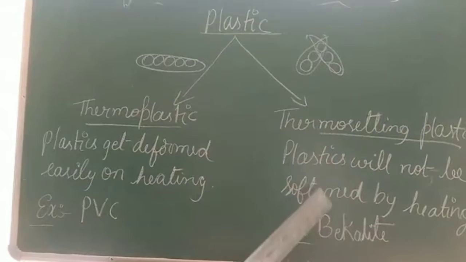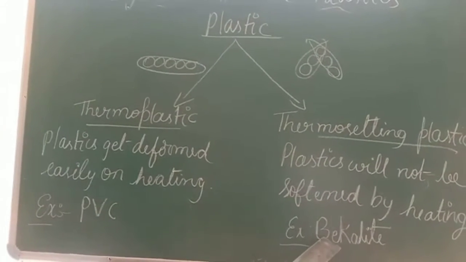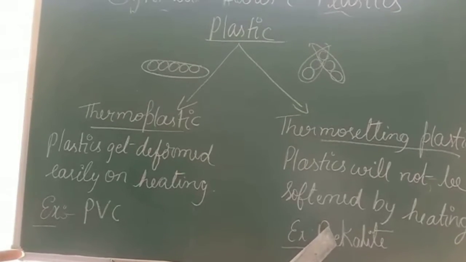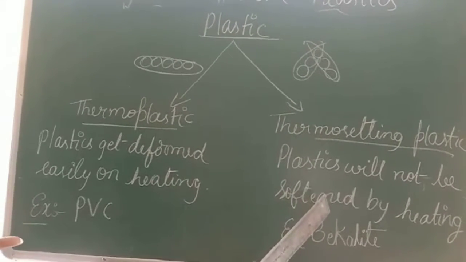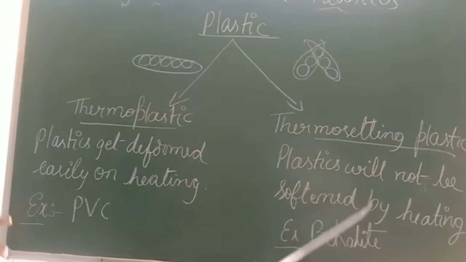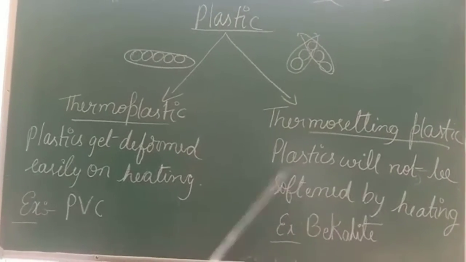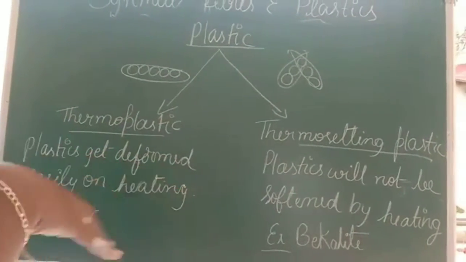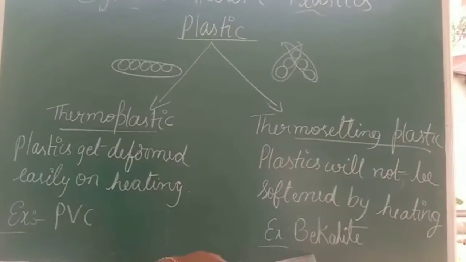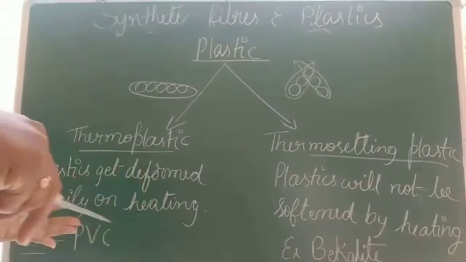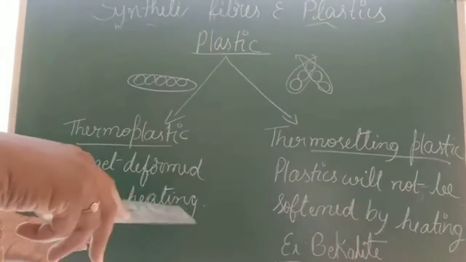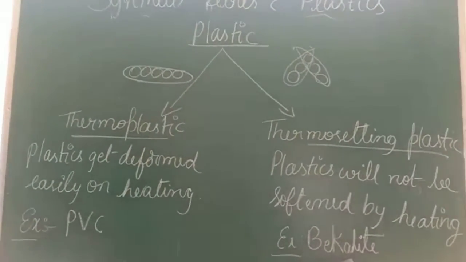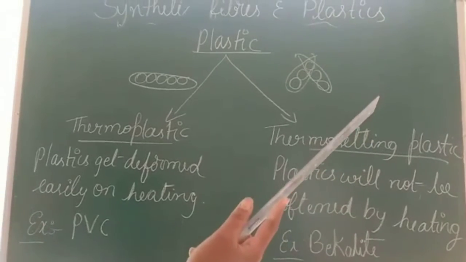And the better example for this thermosetting plastic is Bakelite. Bakelite, have you seen it? Most of you will have non-stick utensils in your home, right? Non-stick tawa, non-stick kadai, all such things. In the non-stick utensils, the black coating you can see inside is called Bakelite, which is a very strong element.